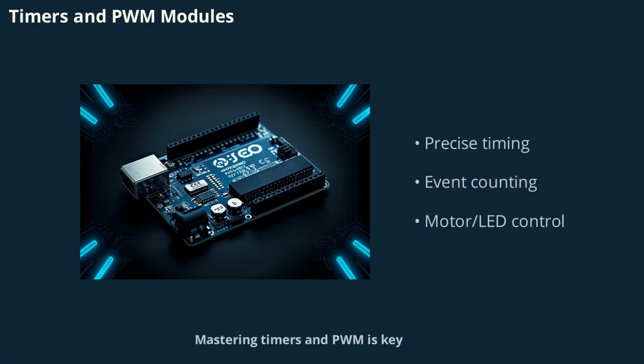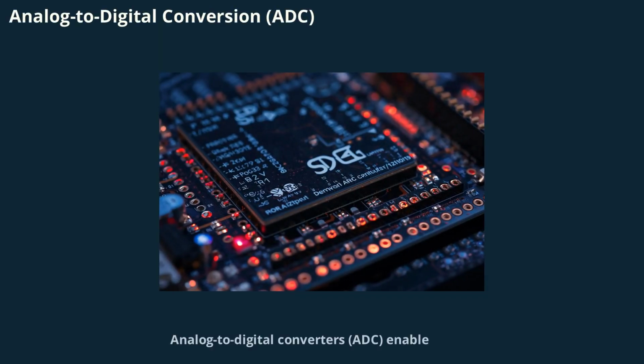Mastering timers and PWM is key to building responsive and interactive embedded applications. Analog to digital converters (ADC) enable microcontrollers to read analog signals such as temperature or light levels and convert them into digital values for processing. ADCs are crucial for interfacing with real-world sensors, allowing your embedded system to respond to environmental changes accurately and efficiently.